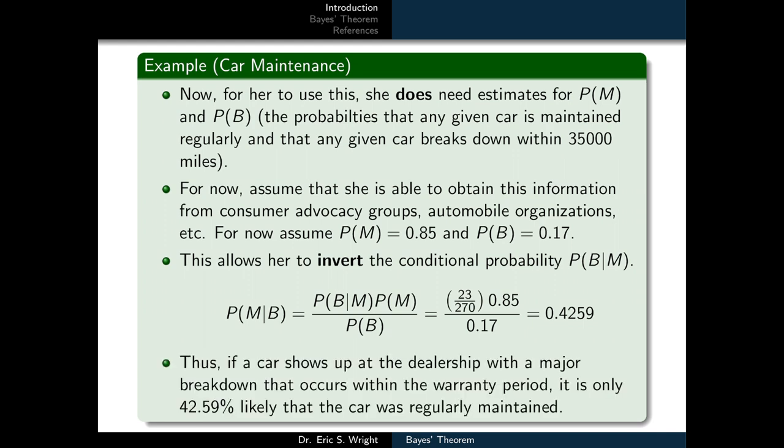Thus, if a car shows up at the dealership with a major breakdown that occurs within the warranty period, it is only 42.59% likely that the car was regularly maintained.